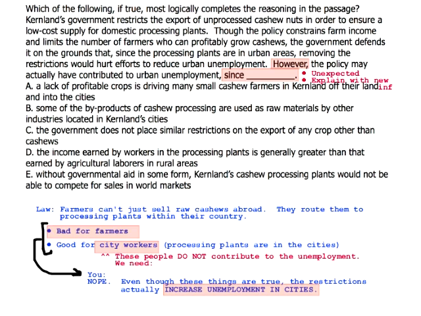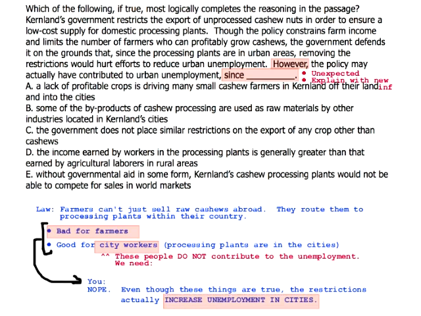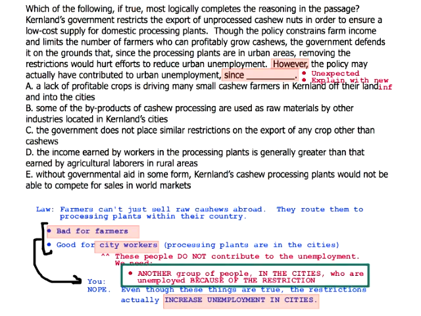That's pretty specific. That is just so specific. I mean, again, you should take the time to get that. It's a very specific standard. We need another group of people who are in the city who are unemployed because of the restriction. So that's very specific. Again, like I said before, pretty much 90% of your work is done by the time you even touch the answer choices. We need another group of unemployed in the city.